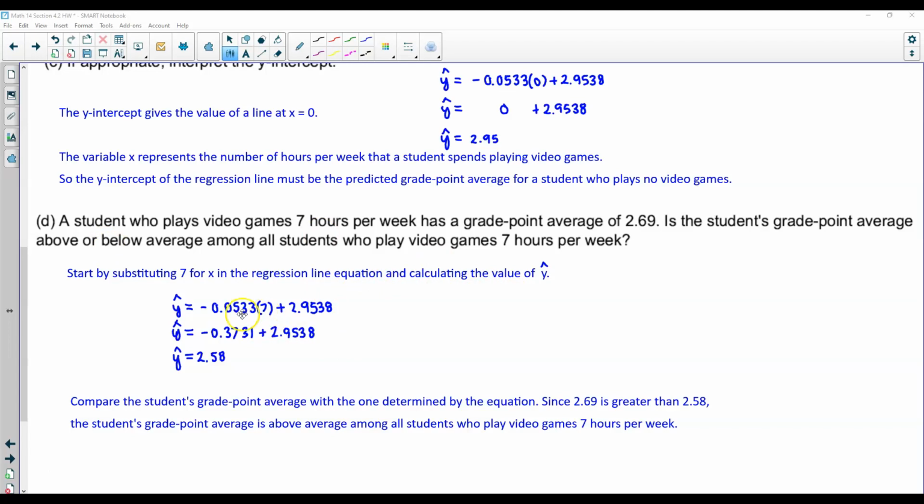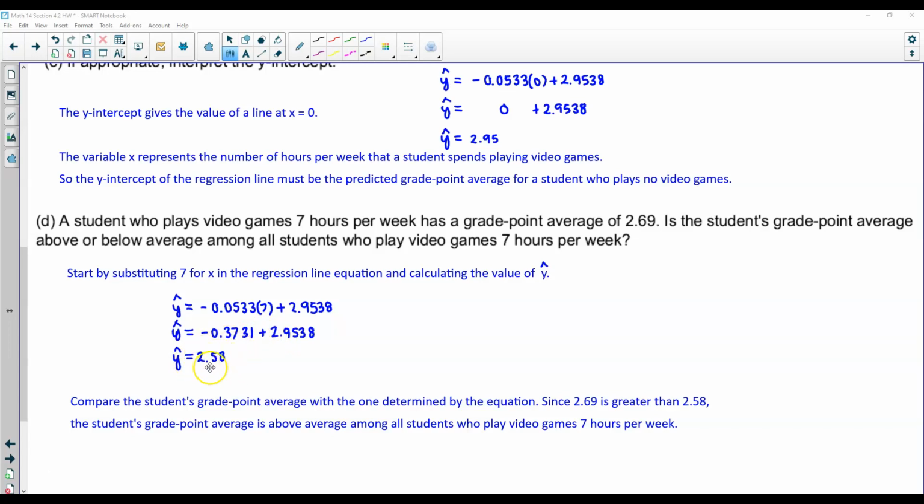So plugging in 7, we get negative 0.0533 times 7 plus 2.9538. Multiply that number by 7, we get negative 0.3731 plus 2.9538. When we combine those, we get y equal to 2.58.